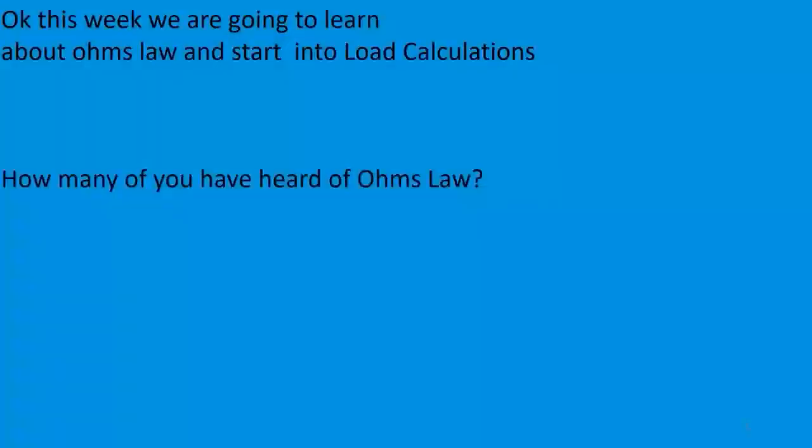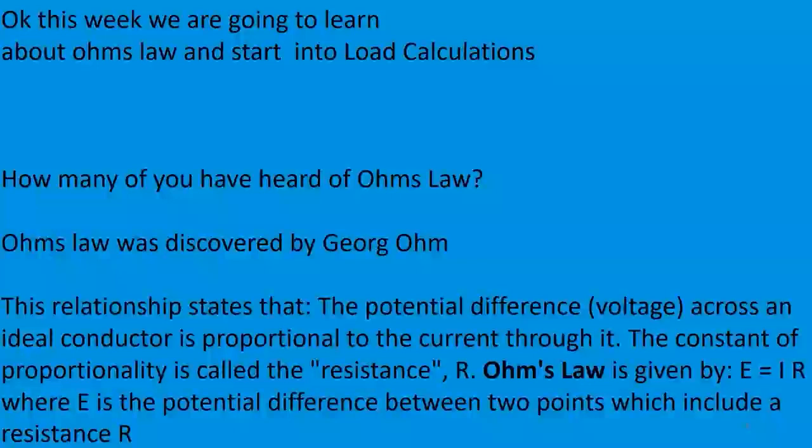How many of you have heard of Ohm's law? Ohm's law was discovered by Georg Ohm. This relationship states that the potential difference, or voltage, across an ideal conductor is proportional to the current through it. The constant of proportionality is called the resistance, R. Ohm's law is given by this equation, E equals IR, where E is the potential difference between the 2 points which include a resistance.